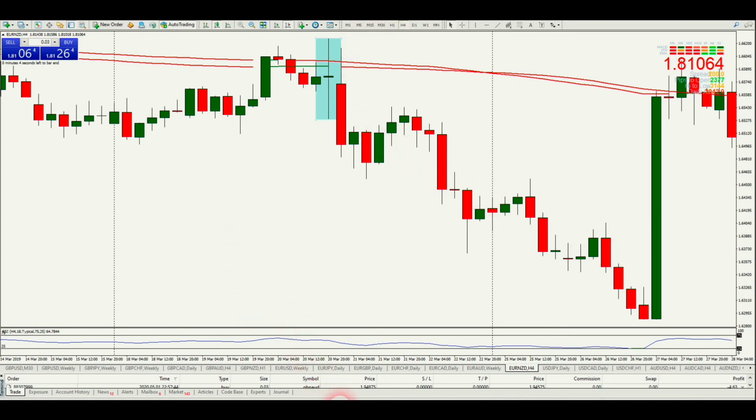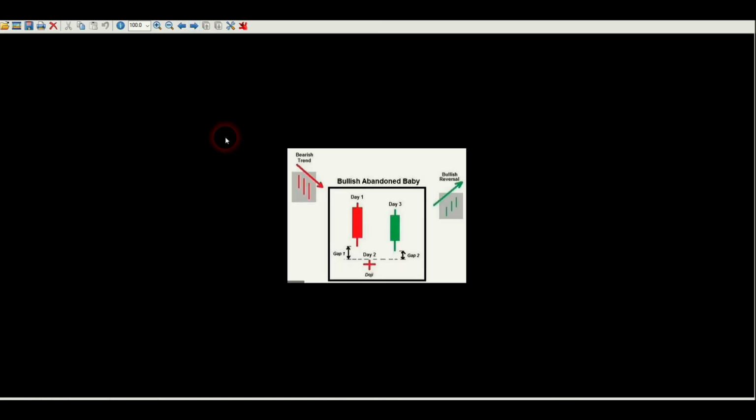The only other formation that we need to mention really on dojis is the abandoned baby. Now this is a very strong candle. However, you don't really get them in Forex trading charts. You see them more often on stocks and shares, but on Forex they're quite rare. If you do see one, it normally means it's a very strong signal.